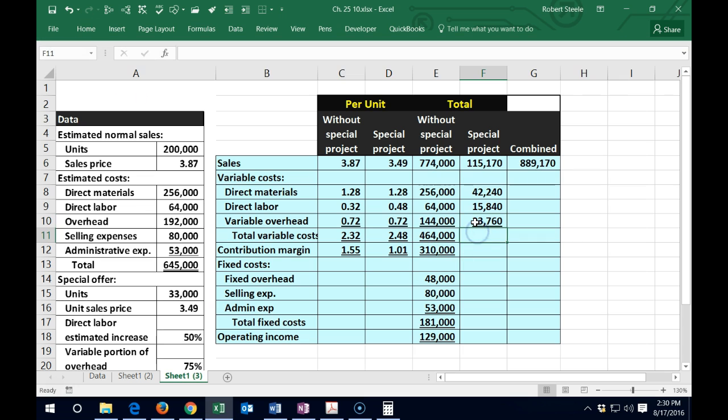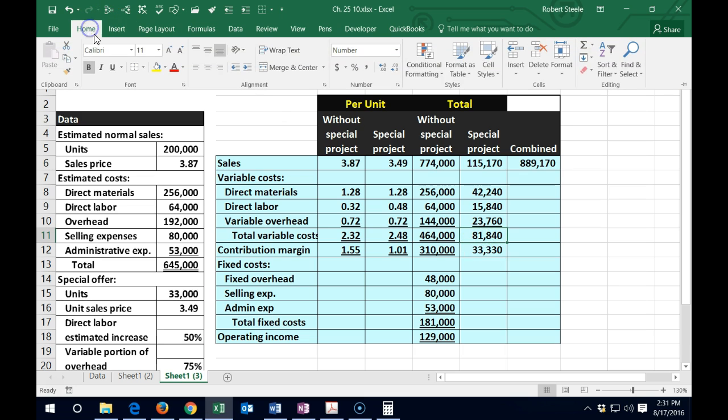We could sum these up, equals the sum of the variable cost, 42,240, 15,840, 23,760, giving us the 81,840. And then we're going to calculate the contribution margin total, the 115,170 minus the 81,840, gives us the 33,330. And then we're going to put an underline here.